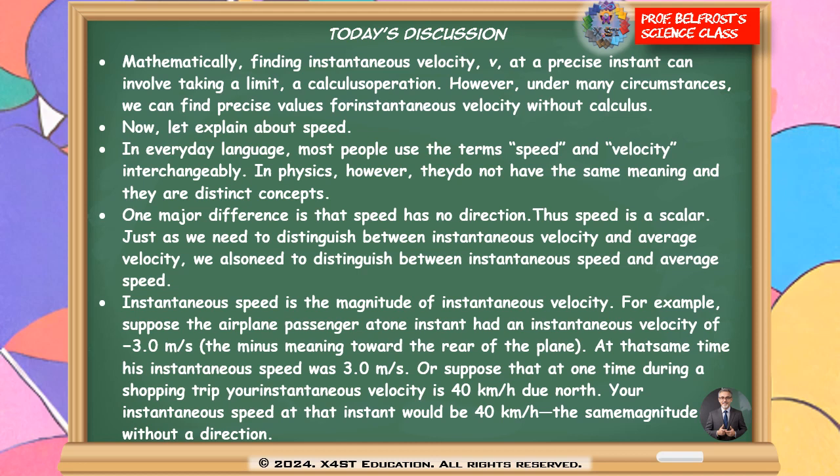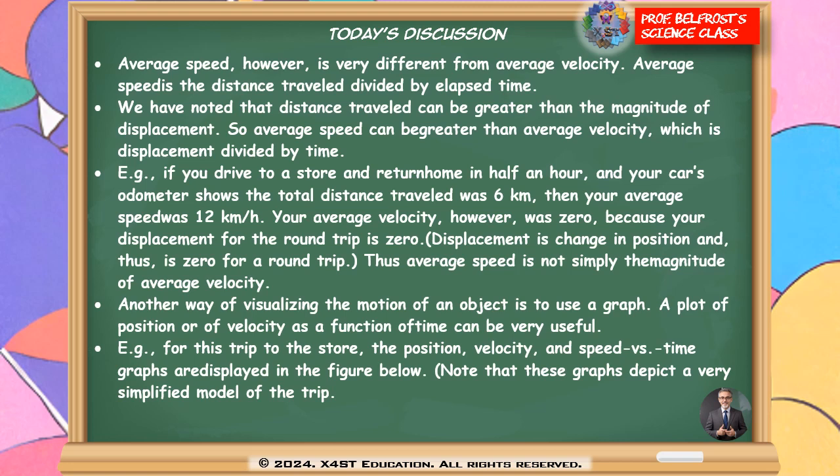For example, suppose that the airline passenger at one instant had an instantaneous velocity of -3 meters per second. Then it means that his instantaneous speed was 3 meters per second. Very simple. You just need to take the absolute value. And for example, if at one time during a sailing trip your instantaneous velocity is 40 kilometers per hour due north, then your instantaneous speed at that instant will be just the magnitude, the number 40 kilometers per hour. Easy, right? How about average speed?